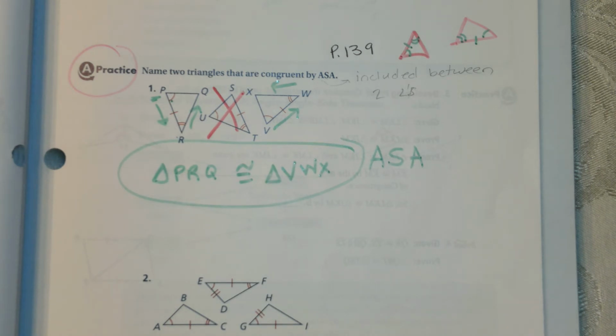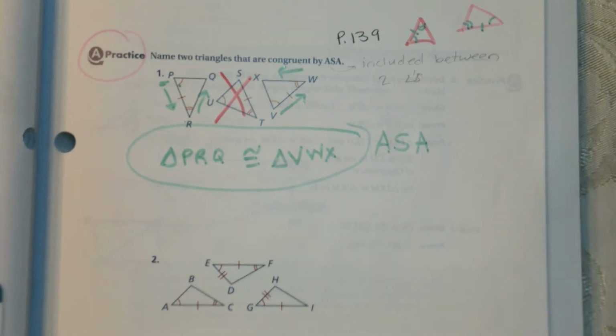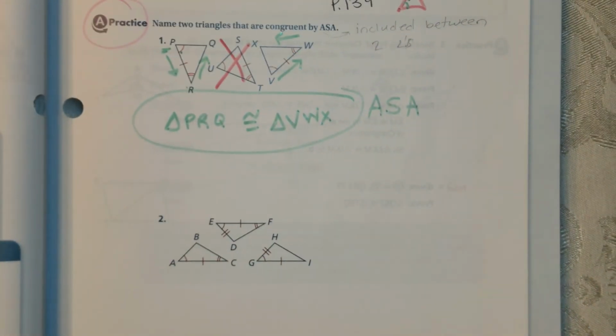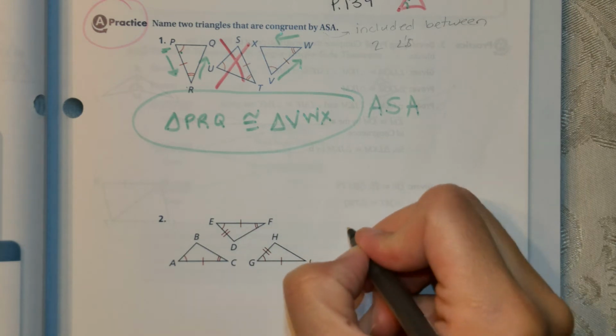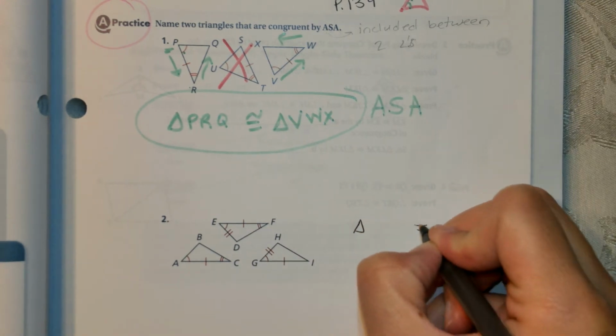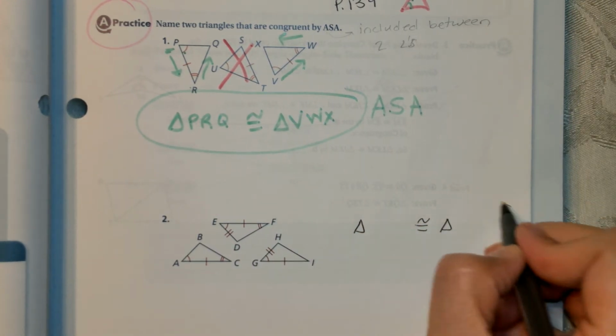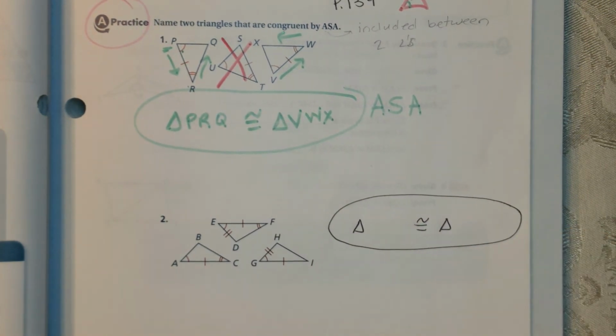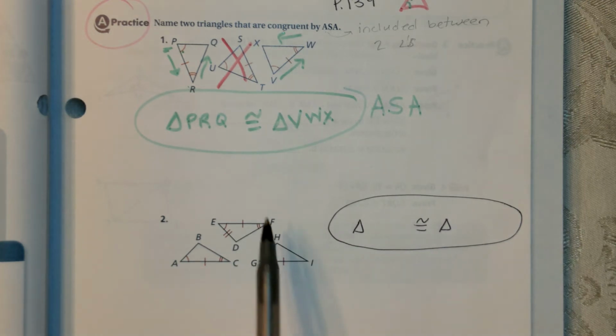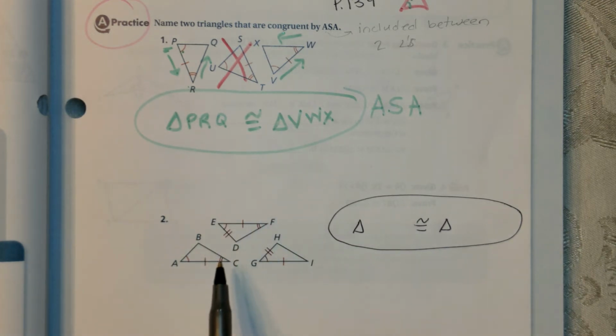All right, same thing on number 2. You're looking for angle, side, angle. I bet you can solve that one. So do exactly what I just did, and when you're done, I should see what triangle is congruent to which triangle. One of them isn't right, and then the two that are right, you have to name in the correct order. So look back at number 1 and try number 2.